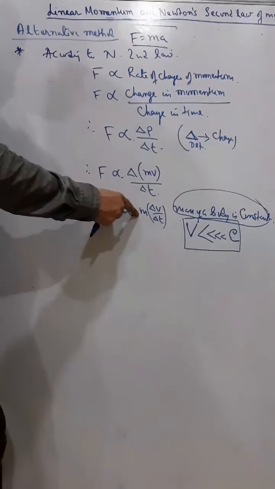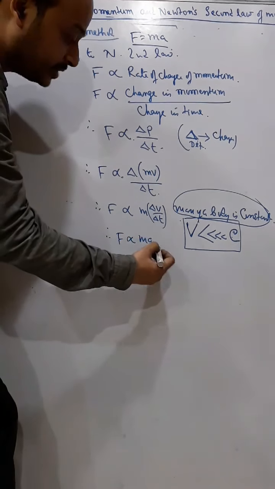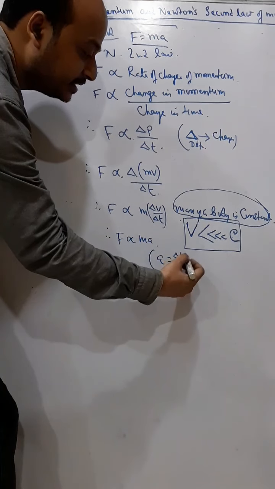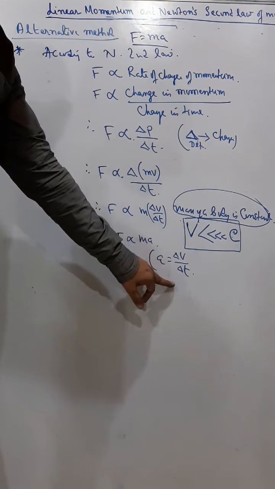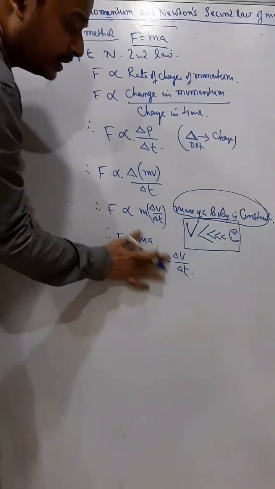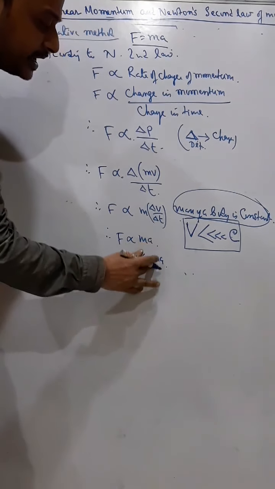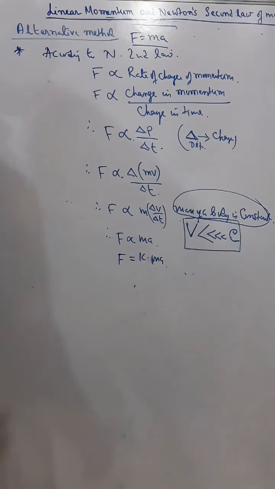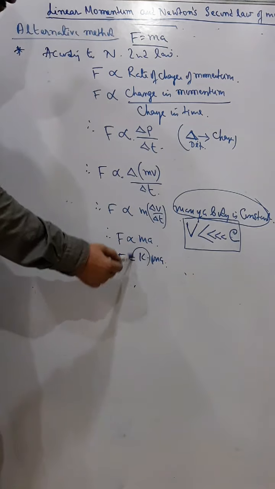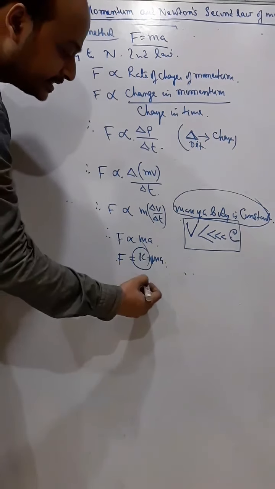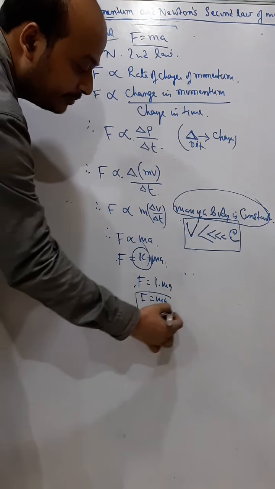So therefore mass is out, and now I can say F is proportional to m into a, because a means delta v by delta t, because a means change in velocity by change in time. So therefore I can say that F equals k ma, and now as usual in the previous case, the unit is chosen in such a way that m equals 1, a equals 1, then F equals 1, and therefore the value of k is 1. And finally I can say that F equals 1 into ma, and therefore I get F equals ma.